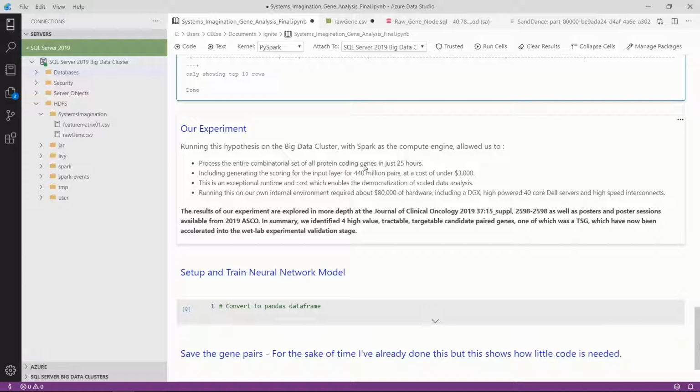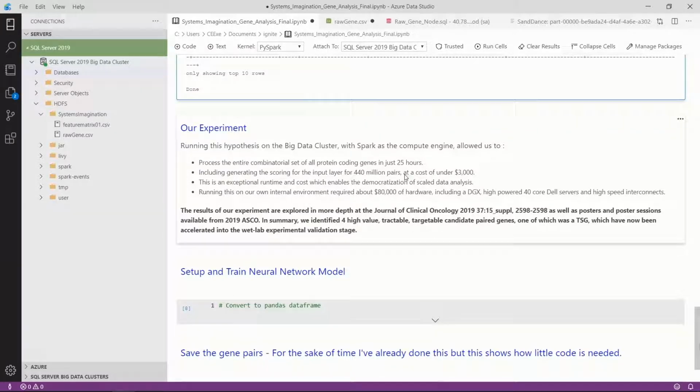Now, I want to compare that to how long it took for us to do it, and we are experts at doing this locally. It took us several weeks and equipment that cost $80,000. So this was an incredible, unprecedented increase in both speed and efficiency of what we were doing. I encourage those of you that are interested in this work, we are published in the Journal of Clinical Oncology and also in the 2019 ASCO findings from this year.